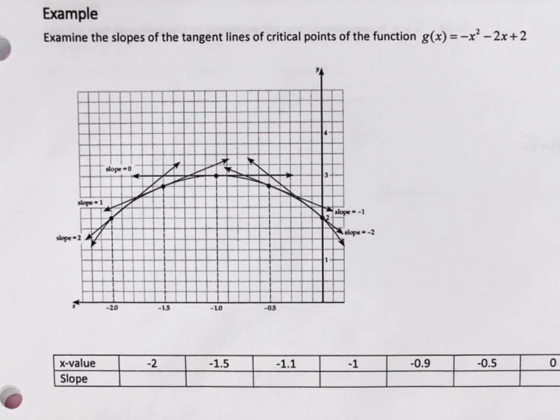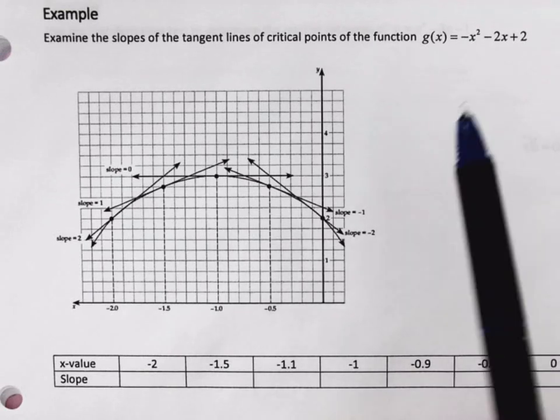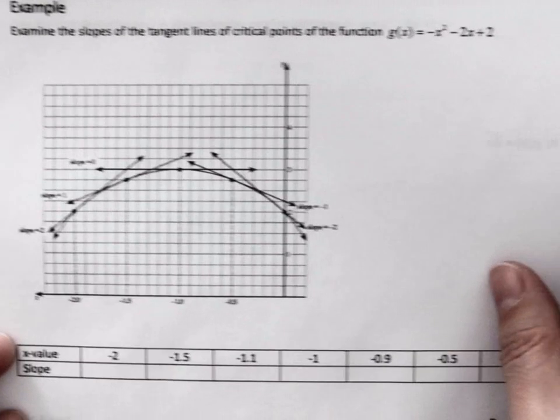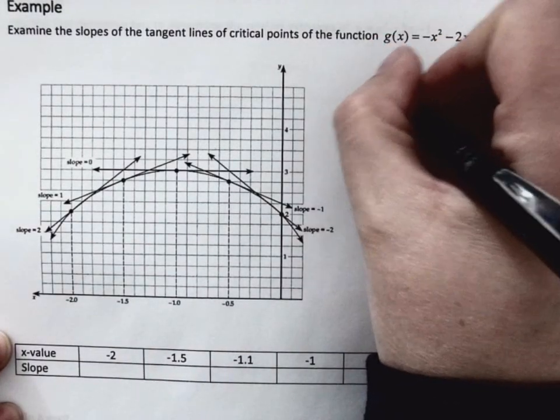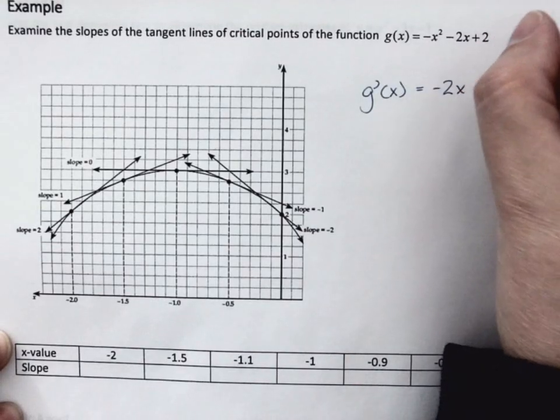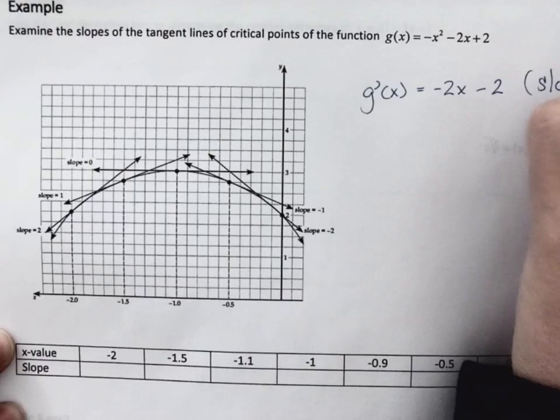All right, let's look at the slopes. Let's see how good you are at this. Can you determine the equation of the slope at the points of tangency? All you have to do is find the first derivative, right? So if we find g prime of x, we know that's negative 2x minus 2. That would be my formula for slope.